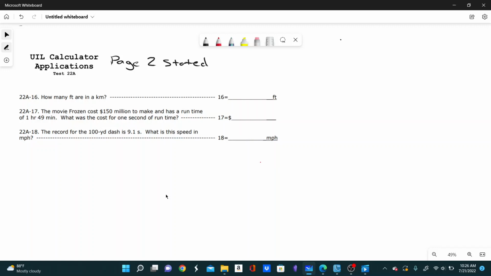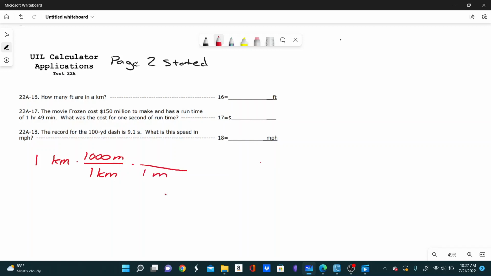Number 16, how many feet are in a kilometer? So to do this, we can just use some dimensional analysis. So we start with 1 kilometer, and then we use a conversion factor, and I'm going to take it from kilometers to meters. So on the bottom I'll have 1 kilometer so that those will cancel out, and then on top we have 1,000 meters.